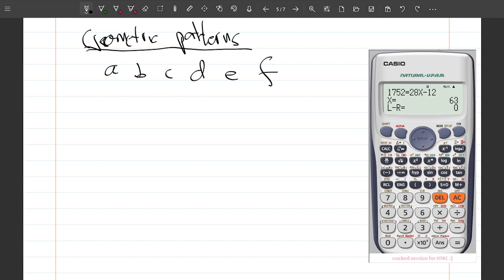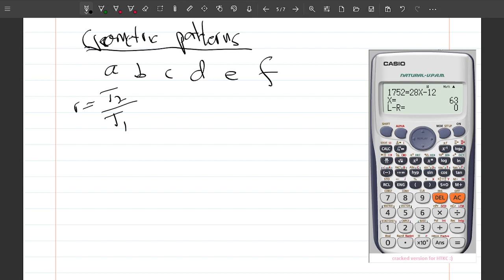However, for geometric patterns, you're not going to be subtracting them, you're going to be dividing them. This is no longer called a common difference, it's now called a common ratio. Ratio means divide essentially. So you get the common ratio r by taking your second term divided by your first term. This should be the very same as your third term divided by the second term, the fourth term divided by the third, and so on.